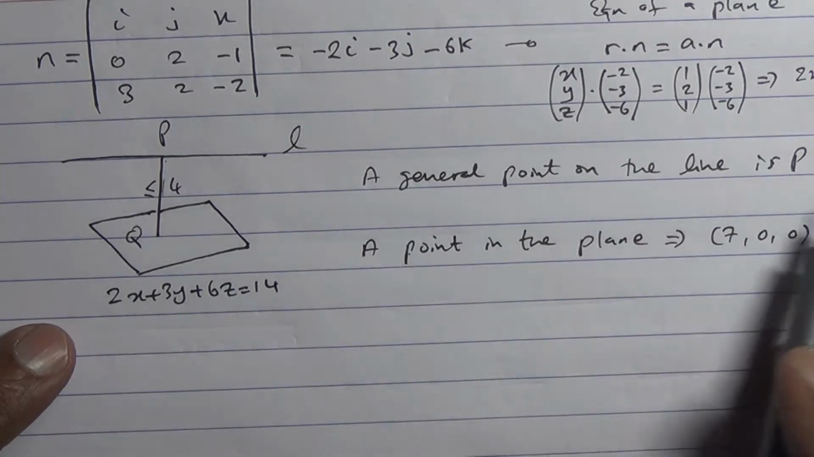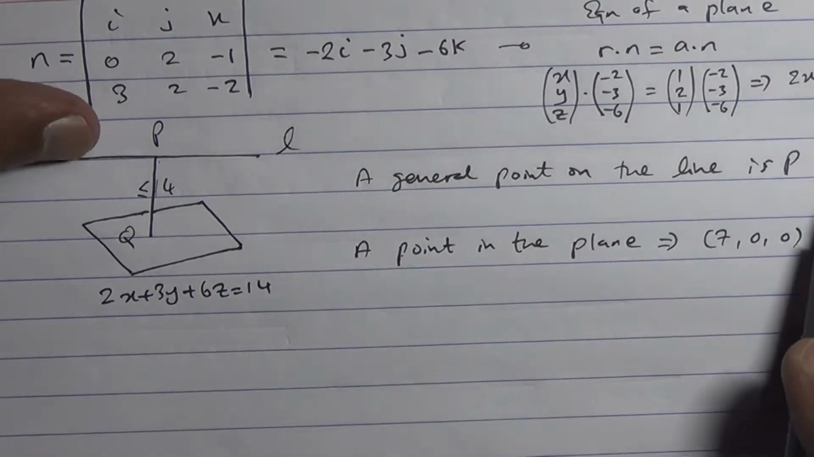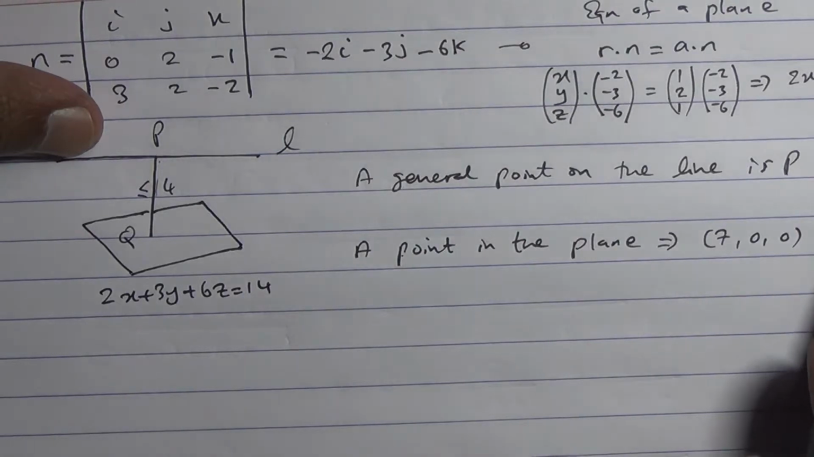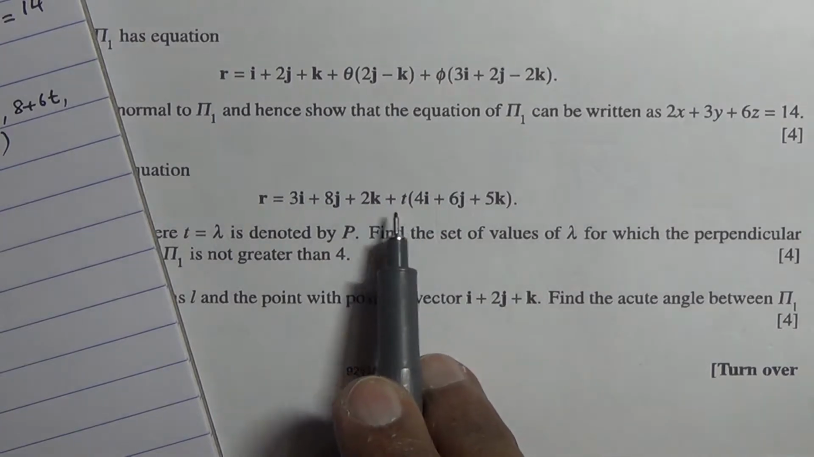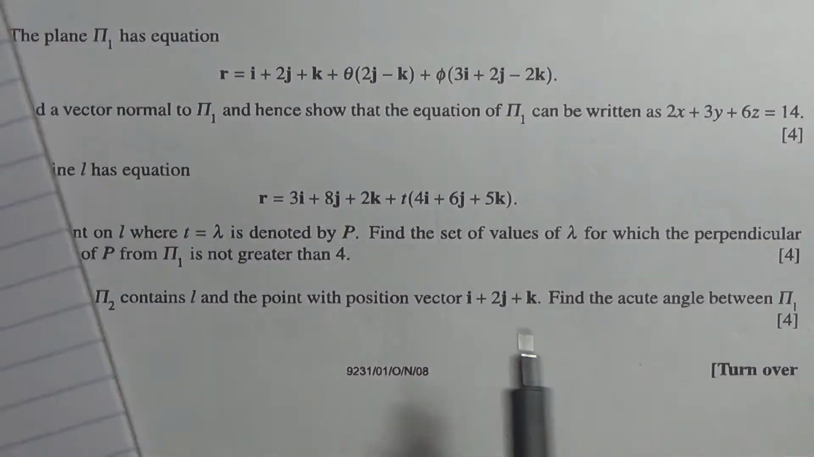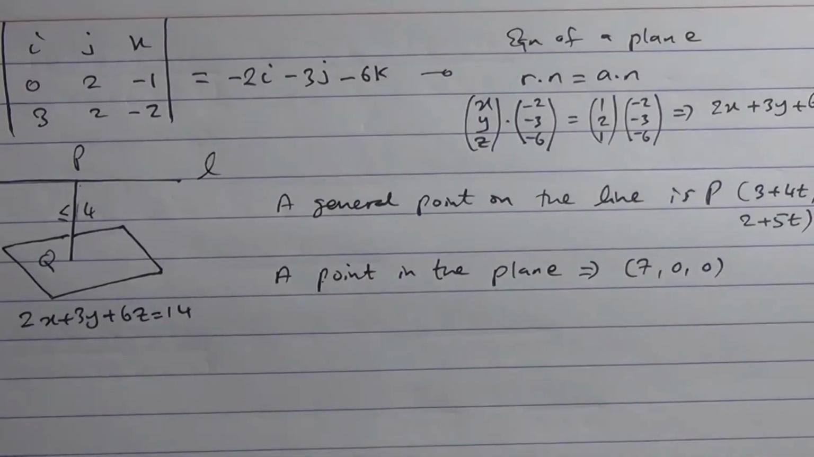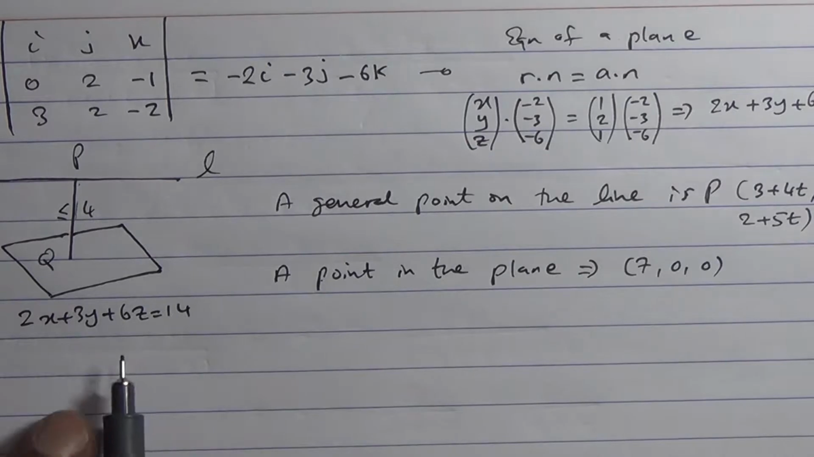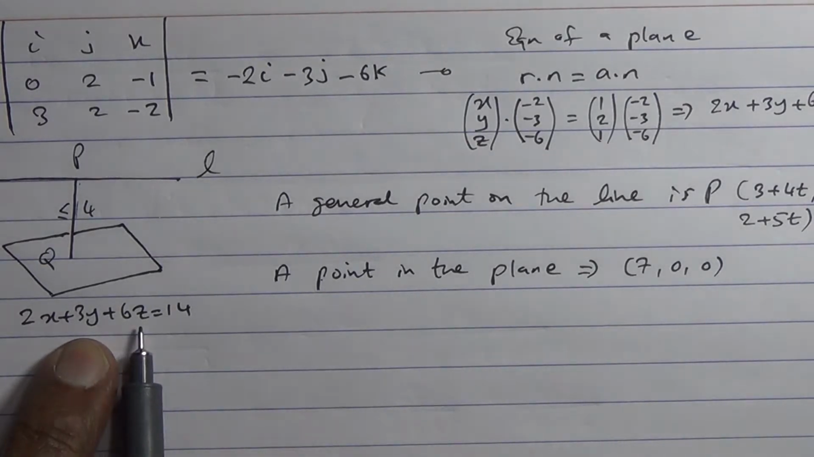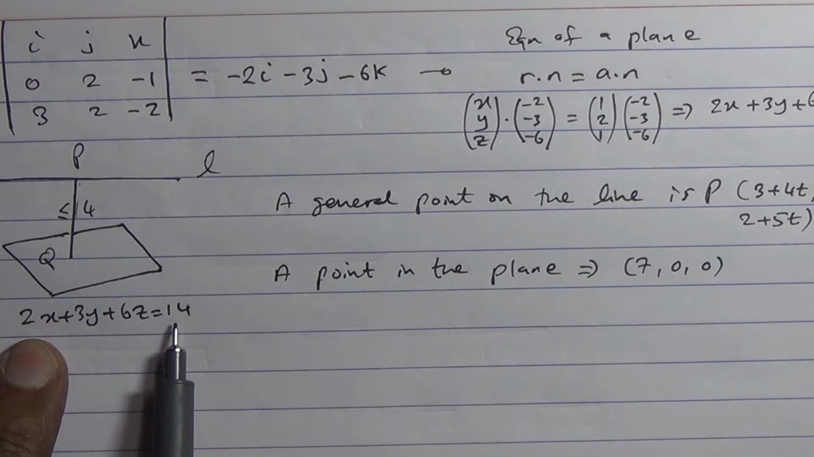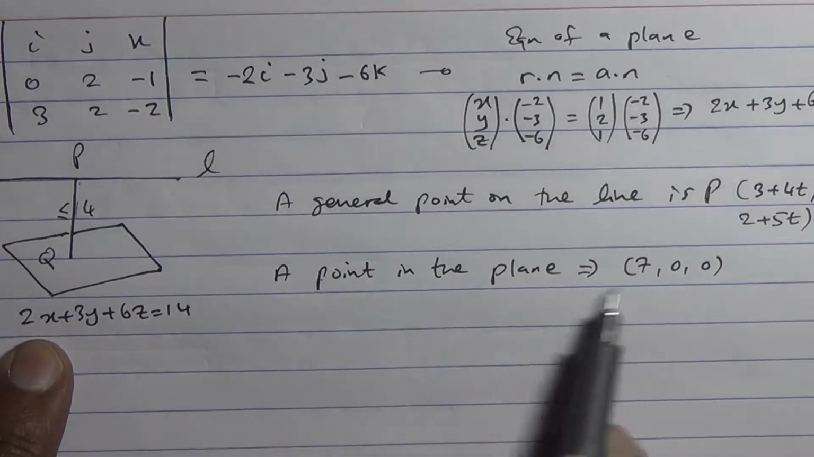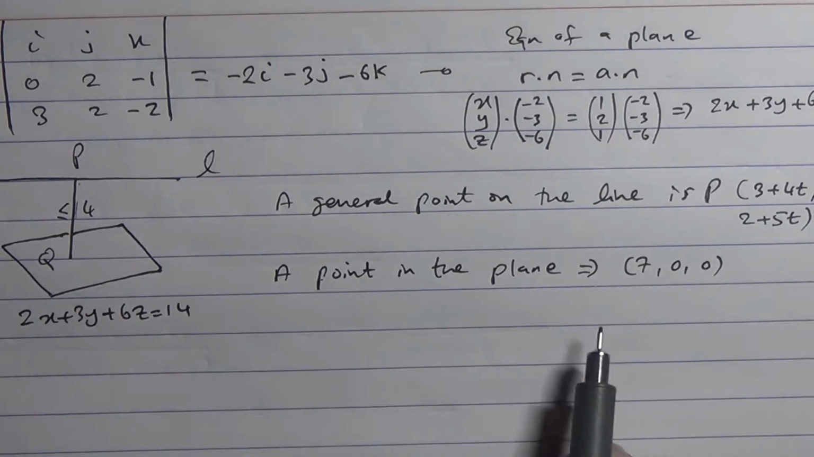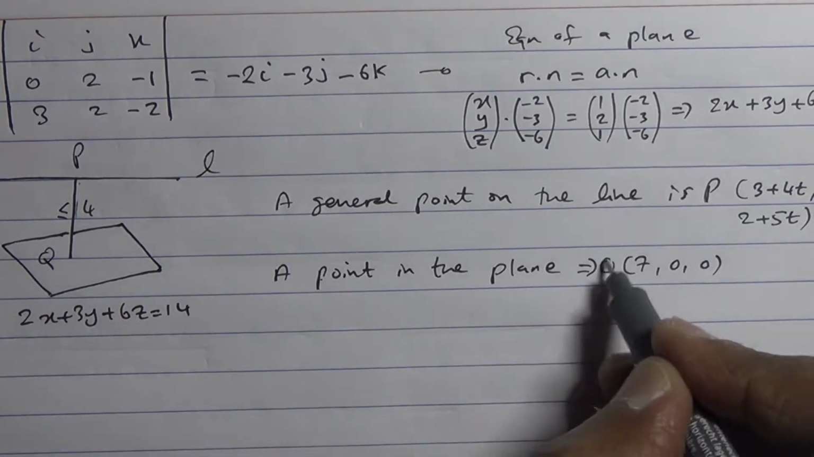Now a general point on the line is given by the equation of the line itself, which is 3 plus 4t, and t is lambda. Here we are, 3 plus 4t, 8 plus 6t, 2 plus 5t. And then we can take a general point in the plane itself, and the plane has this equation. If I put y0 and z0, then 2x is equal to 14, meaning that x is equal to 7. So we've got 7, 0, 0, which is any point in the plane. So from here, we have a point, let's say Q.